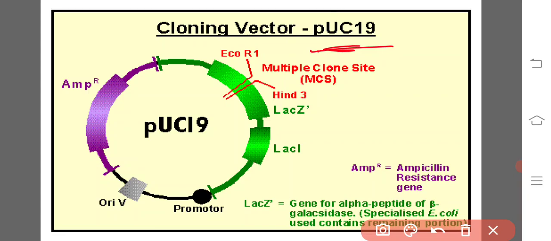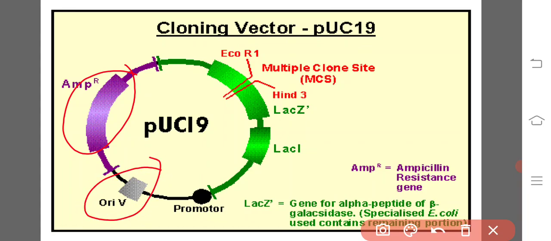It possesses an ampicillin resistance gene. Here you can observe the ampicillin resistance gene, origin of replication, certain promoter regions, and the LacZ gene. The origin of replication is from pBR322 and the LacZ gene is from E. coli, and pUC18 and pUC19 make one such pair. It is always in pairs.